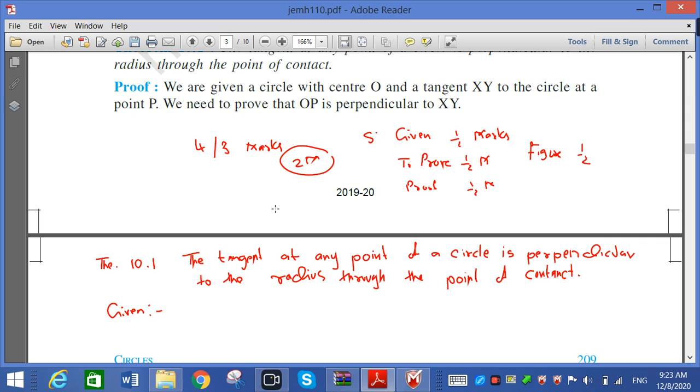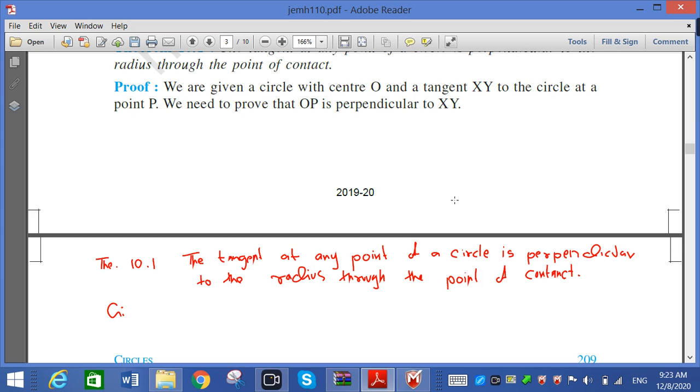So 2 marks you can easily get. When a theorem and proof statement of 4 or 3 marks is asked in the exam, you will get easily 2 marks. Half marks for the given, you have to write properly. To prove, you have to write properly. Proof, we get more marks. Given half marks, to prove half marks, figure half marks. So 1.5 marks we have already got out of 3 or 4 marks, and the remaining 2.5 marks are for the proof. So now we have to prove today's theorem 10.1. So what is given that we have to write?